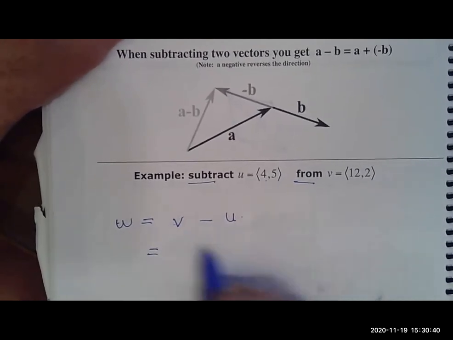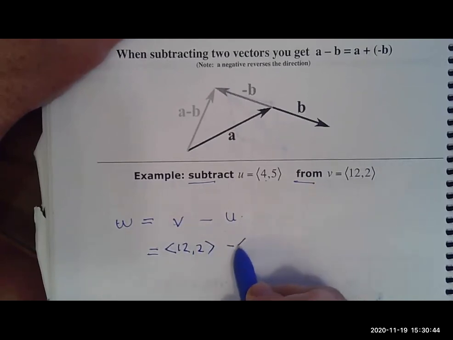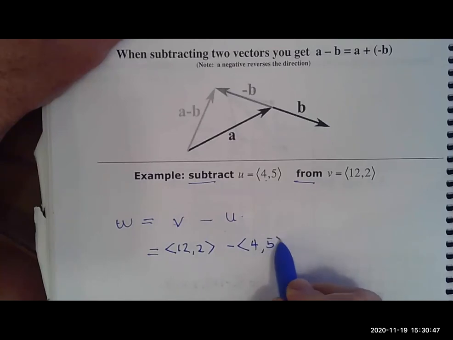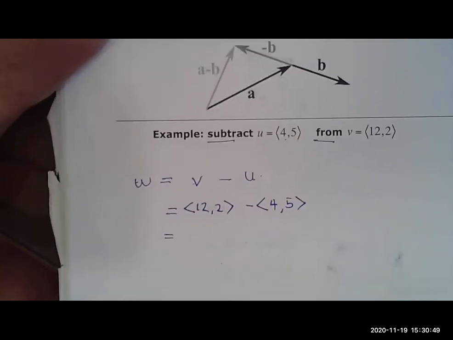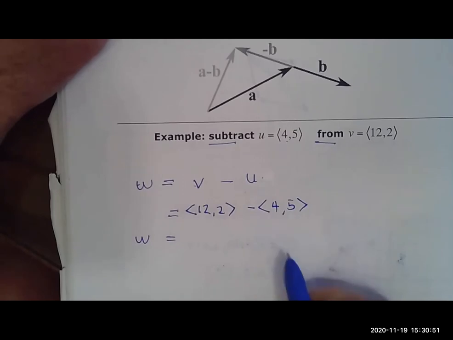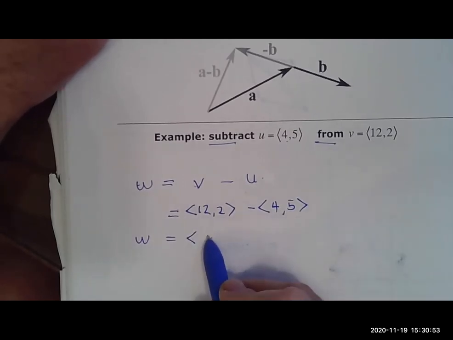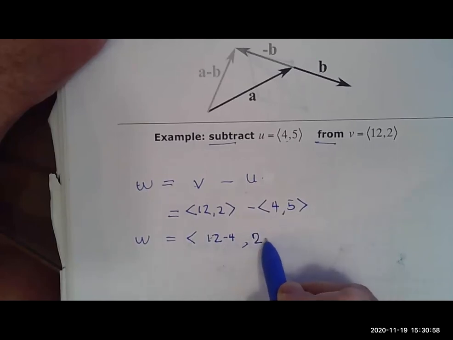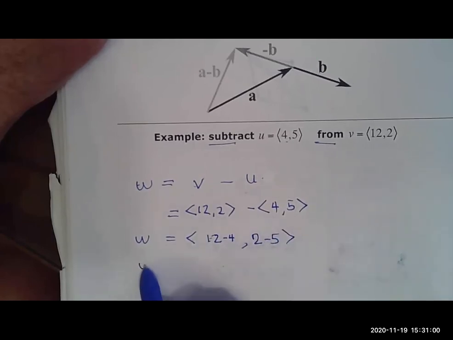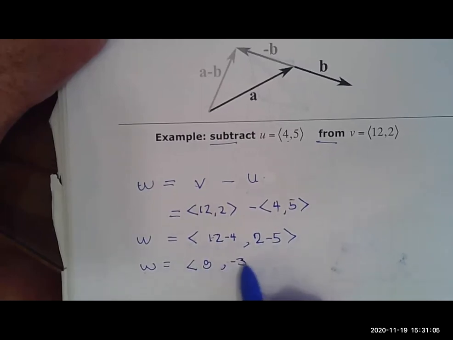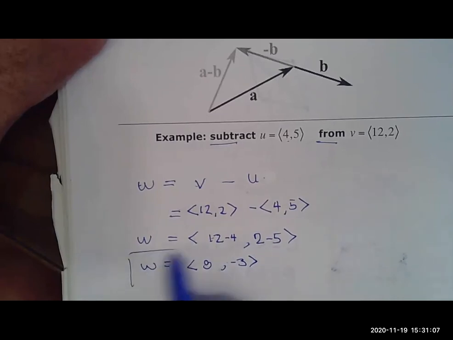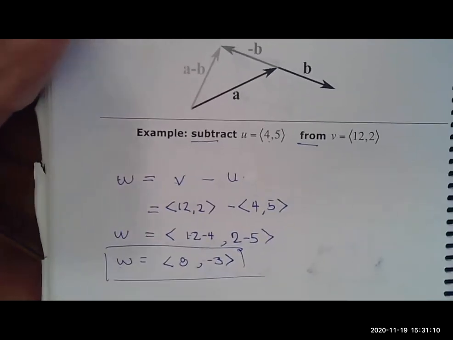So let's see, vector v, if I go like this, 12, comma 2, and subtract 4, comma 5, vector w, then would be 12 subtract 4, comma, 2 subtract 5. 8, comma, negative 3. So pretty mechanical when it comes down to, hey, add and subtract vectors.